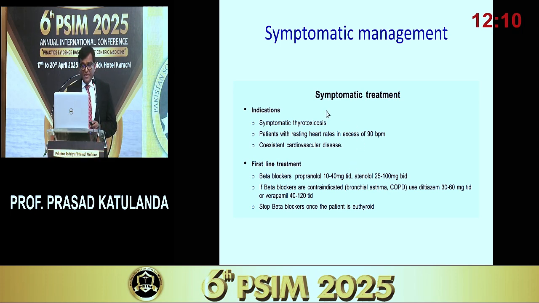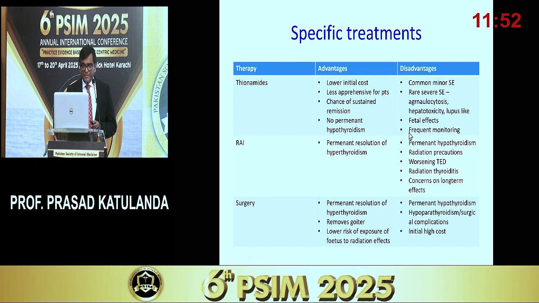So in the management, usually these patients who are very symptomatic need symptomatic treatment to protect their cardiovascular system. Particularly, beta blockers are very useful unless contraindicated in patients with asthma, COPD, in which case we can use drugs like diltiazem and verapamil. We need to stop symptomatic treatment once the patient is euthyroid. The specific treatments are the thionamides, radioactive iodine treatment, and surgery. They have their usual advantages and disadvantages.